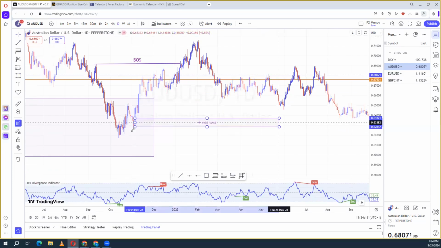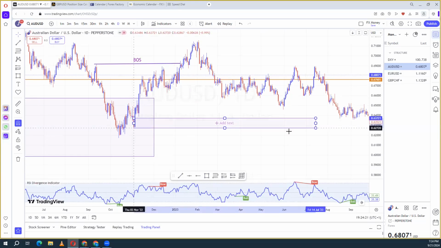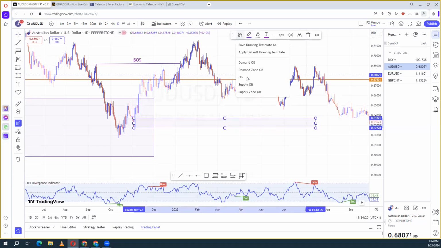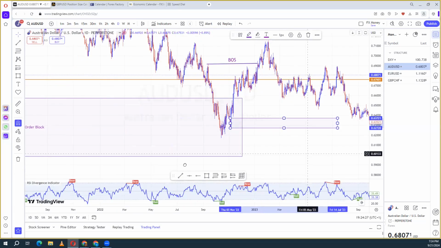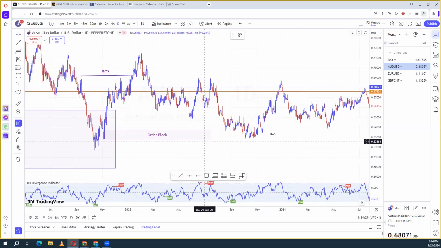So this little, my small red candle here that I love so much, gives us our demand zone. Was it respected? Let's see. Perfect. The market came back for it.